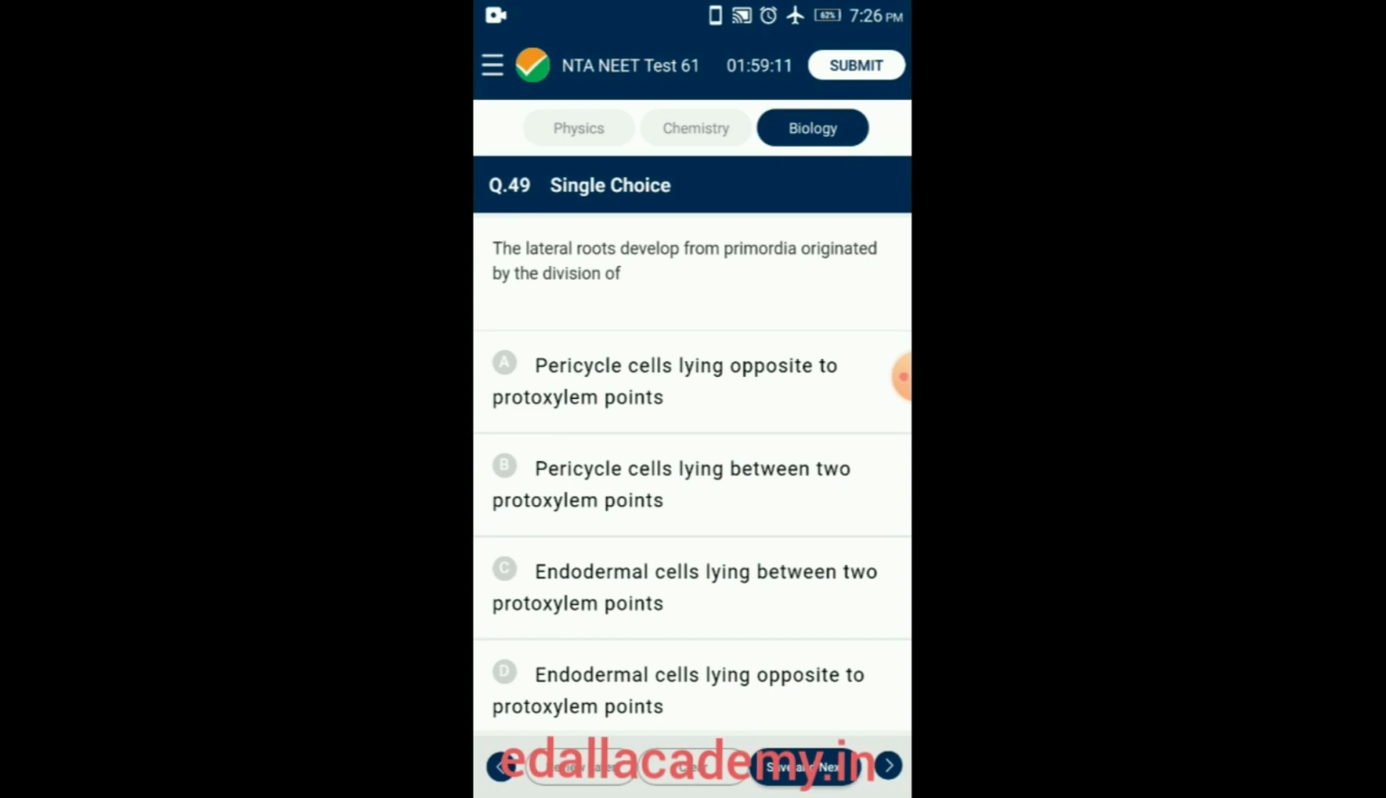Question number 49. The lateral root develops from primordia originated by the division of. Root is the part of the plant body which grows down into the earth. The primary root develops from the radicle and gives secondary and tertiary roots. Lateral roots develop endogenously from the pericycle. So the answer for this question is option B. Pericycle cells lying between two protoxylem points.